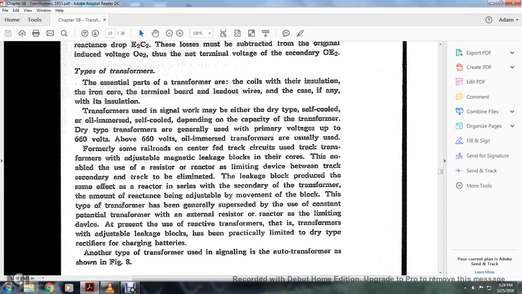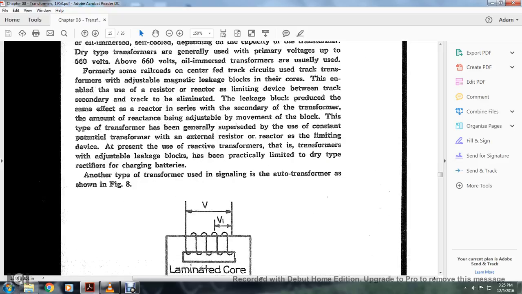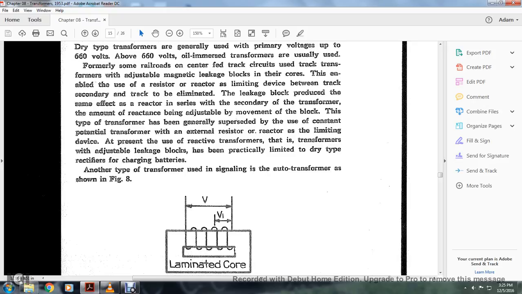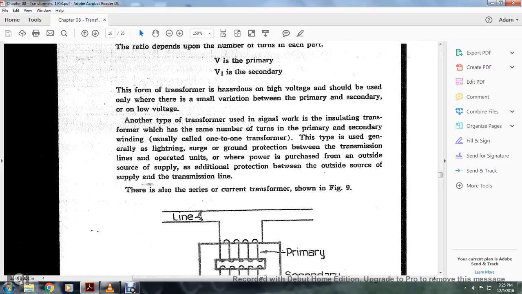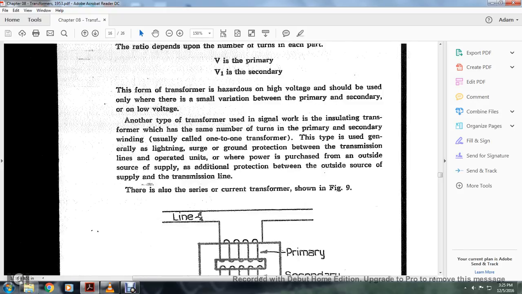Another type of transformer used in signaling is the autotransformer shown in Figure 8. Figure 8 shows the laminated core, V1 and V. The ratio depends on the number of turns in each part. V is the primary, V1 is the secondary. This transformer should be used only where small variations between the primary and secondary are needed on a low voltage. Another type is the insulation transformer, which has the same number of turns in the primary and secondary windings, usually called a one-to-one transformer.